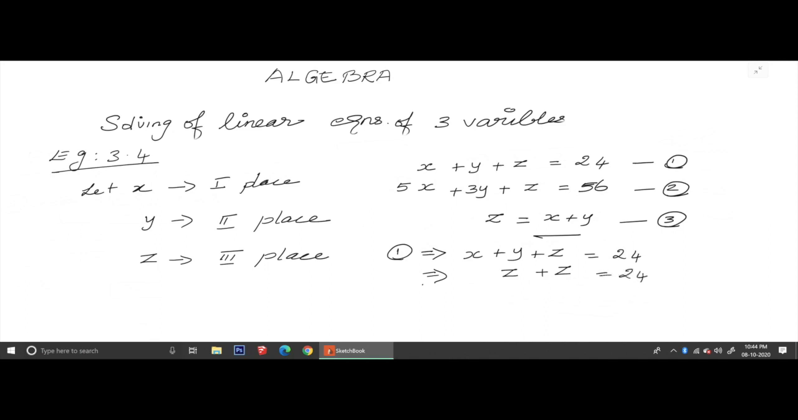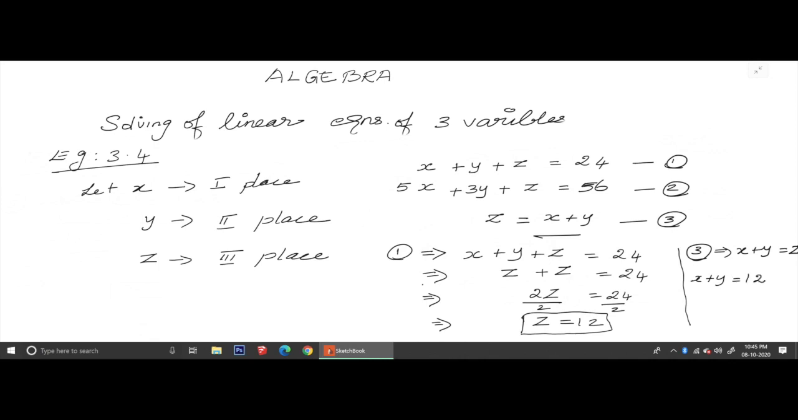So what happens here? It becomes 2z is equal to 24. And now I can divide both sides by 2. So I'll be getting z is equal to 12. Okay. And now, see here, take the third equation. Can I write it like this? Just you tell me, ma, whether you can have it like this. The third equation as x plus y is equal to z. Can we have it like this? If so, then we can have it like this also. That is x plus y is equal to 12. Yes, that is 12, isn't it? We can have it like this.